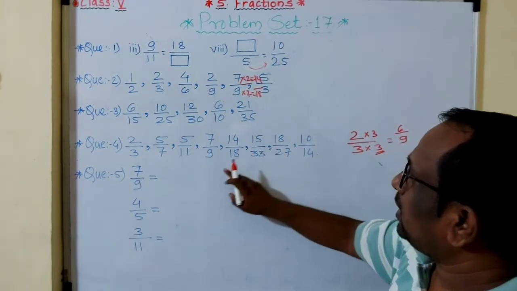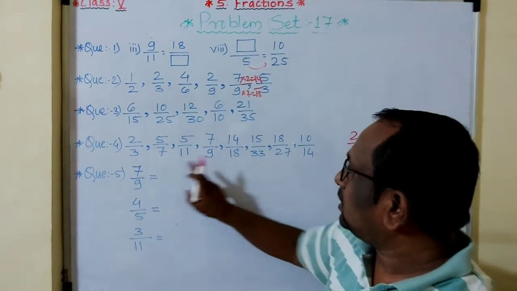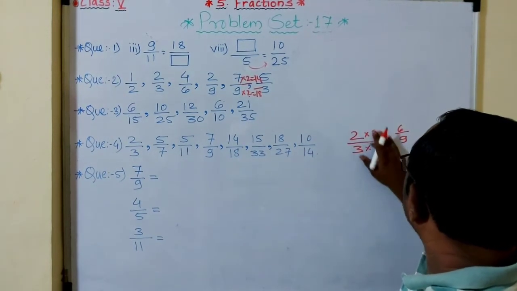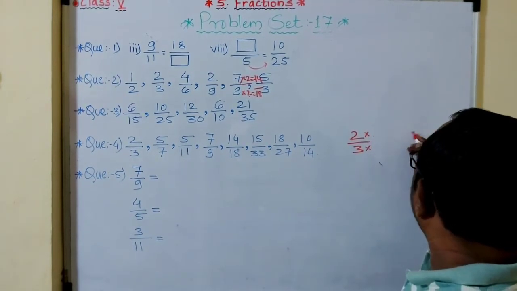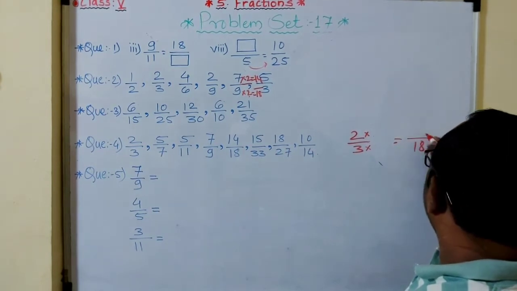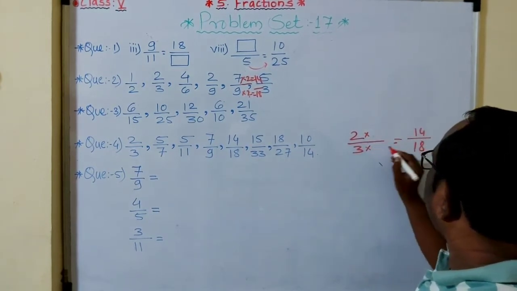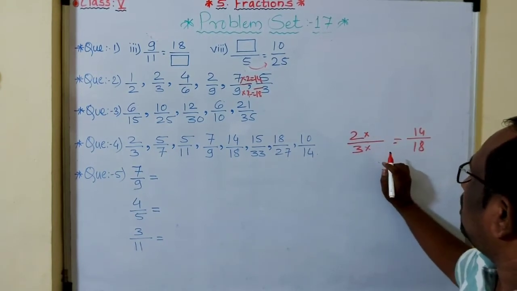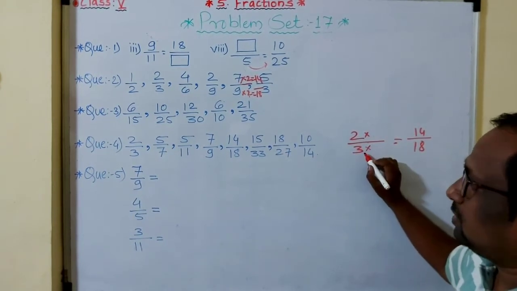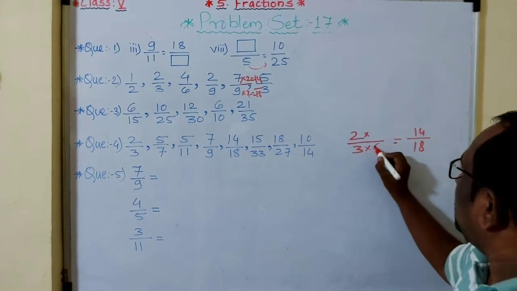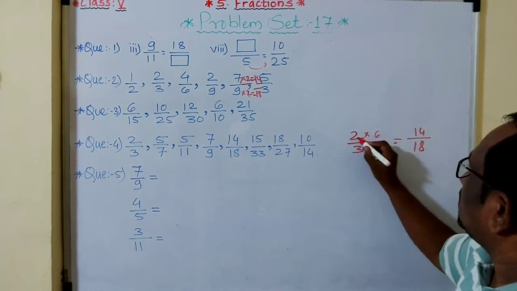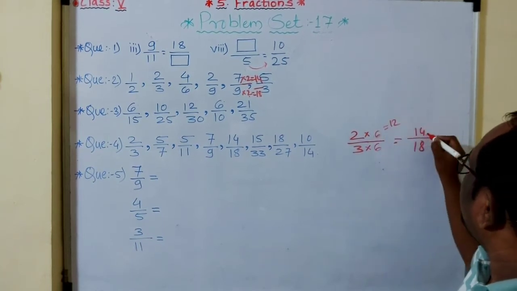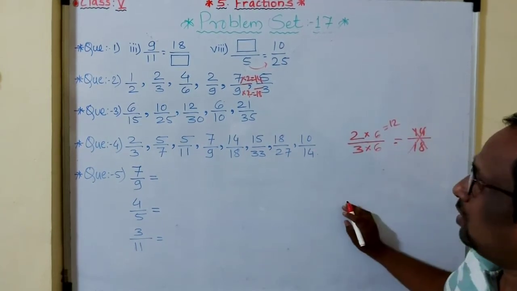Then 14 upon 18, is there 18 in 3 table? Yes. Okay, now we'll see this, 18 upon 14. By which number we multiply to 3, then we will get 18. 6 3s are 18. Here also 6. 6 2s are 12, but here 14. So this is also not the pair.